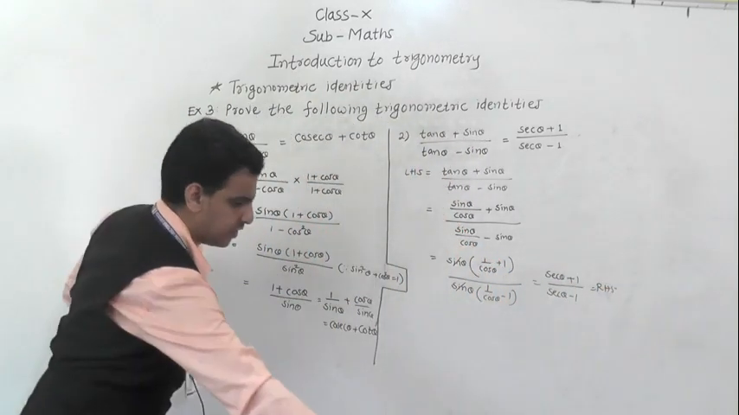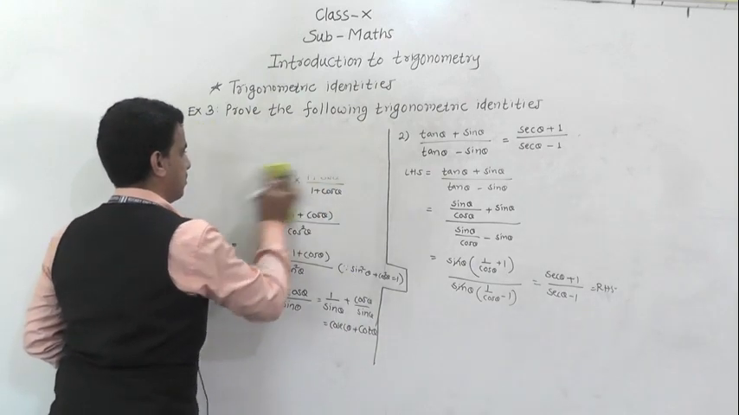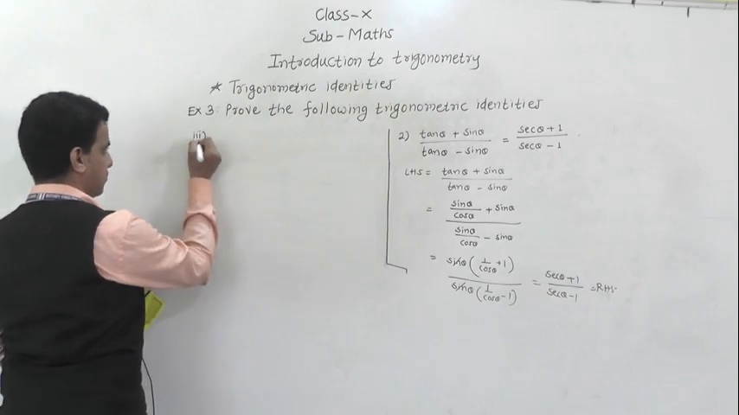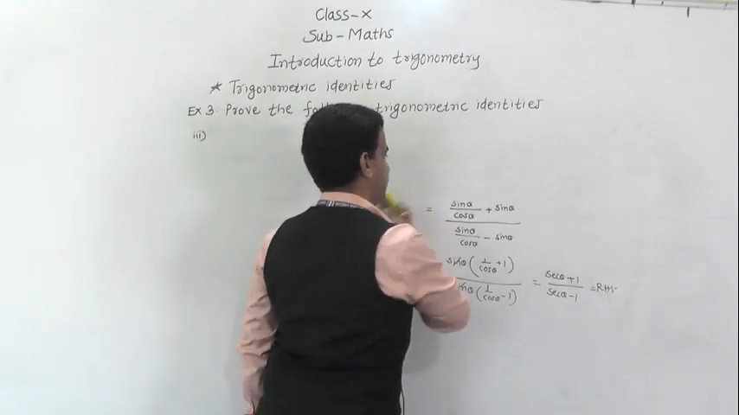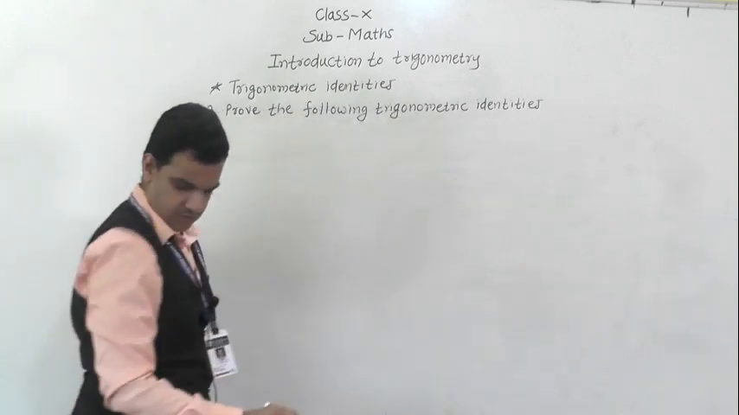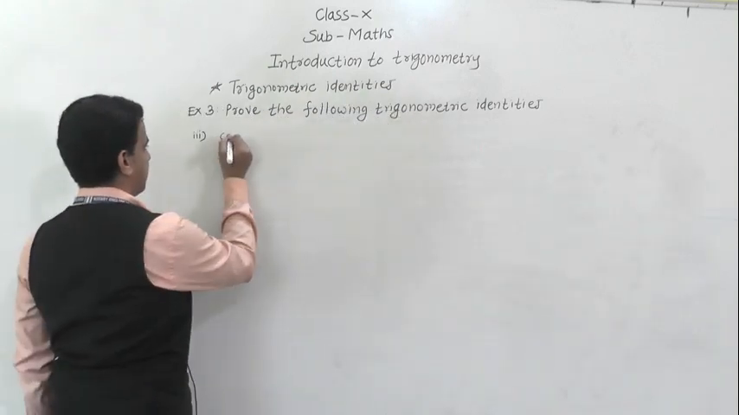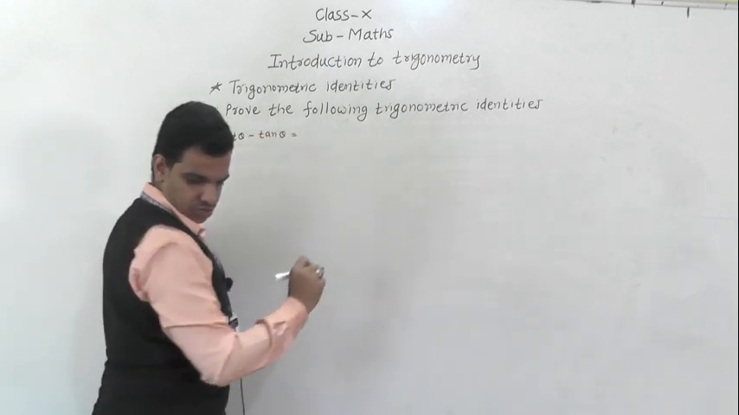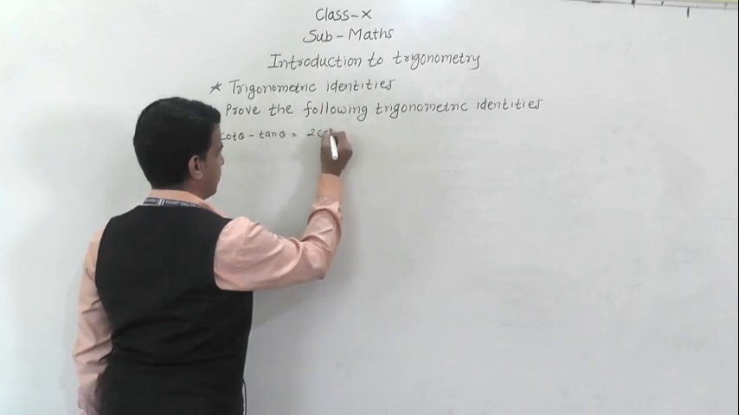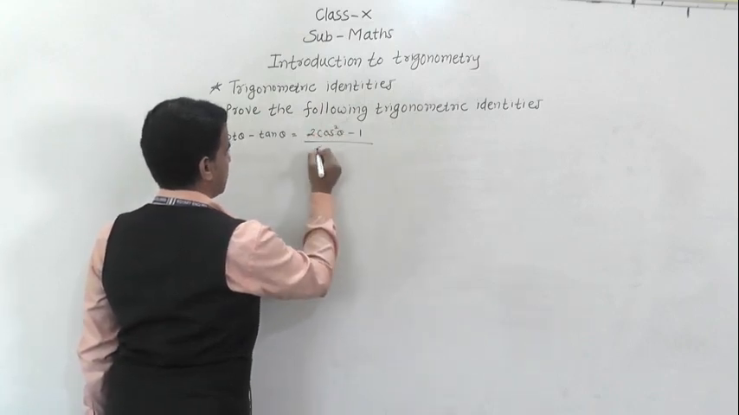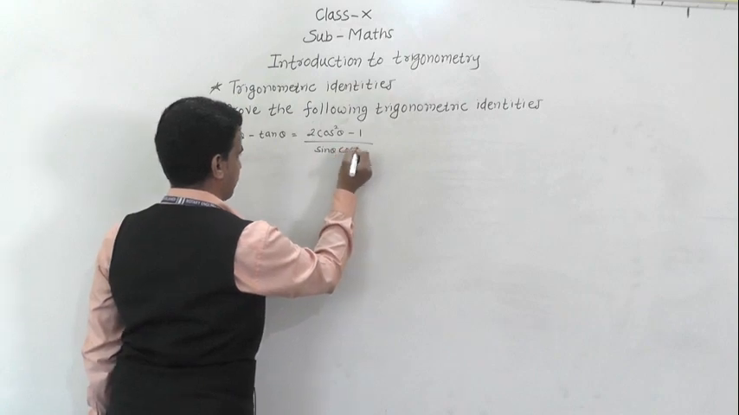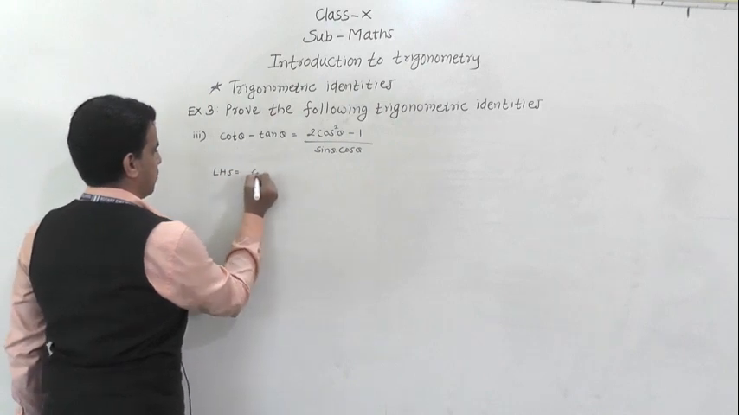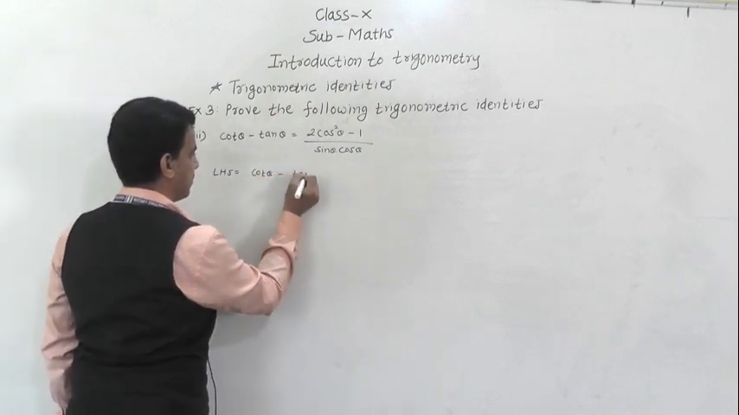Okay, now we will take third and fourth sub question of same question. So third one is here. Okay, so third one, that is cot theta minus tan theta is equal to 2 cos square theta minus 1 upon sin theta into cos theta. Okay, now LHS is equal to cot theta minus tan theta.